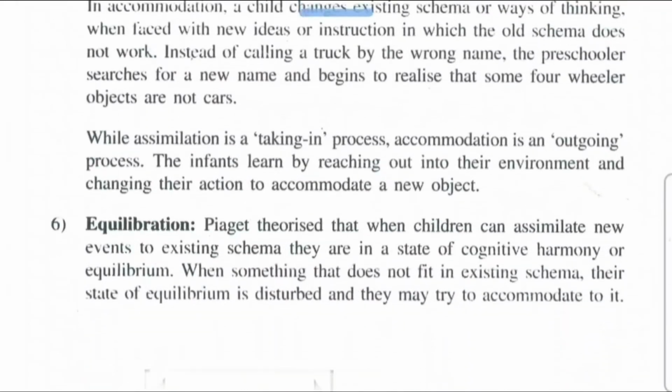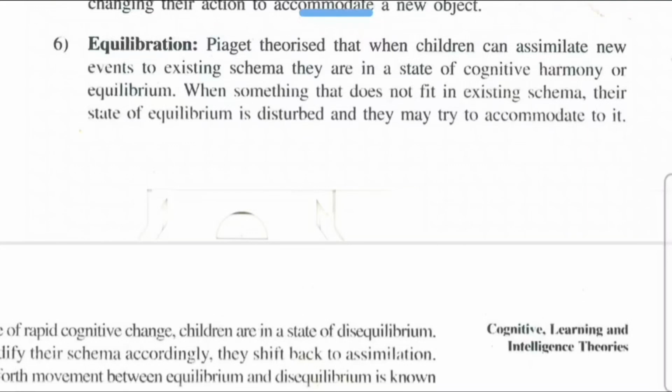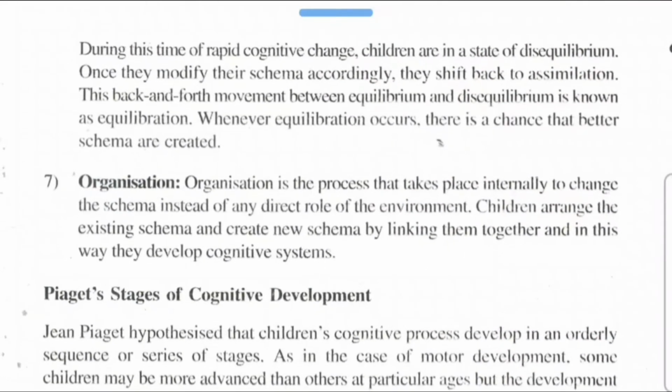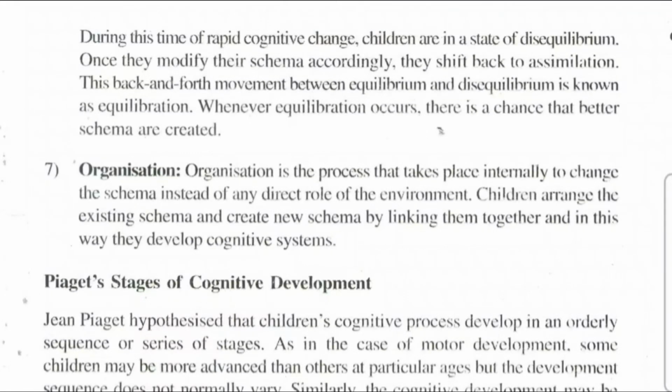6. Equilibration. Piaget theorized that when children can assimilate new events into existing schemas, they are in a state of cognitive harmony or equilibrium. When something does not fit into their existing schemas, their state of equilibrium is disturbed, and they try to accommodate it. During this time of rapid cognitive change, children are in a state of disequilibrium. Once they modify their schemas, they return to equilibrium. This back and forth movement between equilibrium and disequilibrium is known as equilibration. Whenever equilibration occurs, better schemas are created.